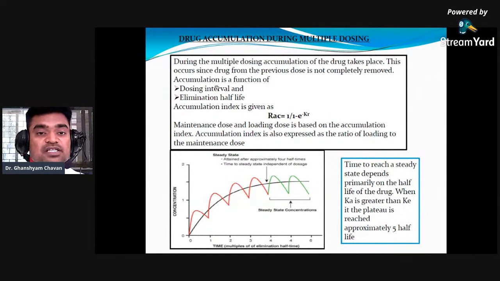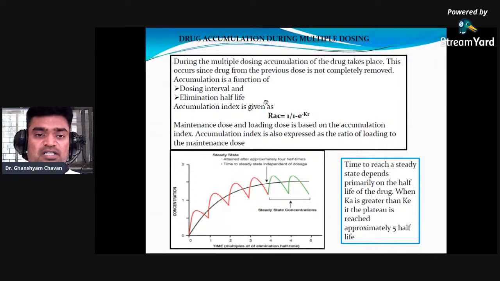Accumulation is a function of dosing interval and elimination half-life. The dosing interval you decide will be decided according to your half-life. Next is elimination half-life. After your half-life, how much drug has been eliminated, whether it is really eliminated or not, you have to check. The accumulation index is given as RAC = 1 / (1 - e^(-kτ)). So your accumulation rate completely depends on your dosing interval, whatever dose you are giving and what the interval is, meaning after 4 hours, 6 hours, 12 hours or 24 hours, and on the elimination half-life.